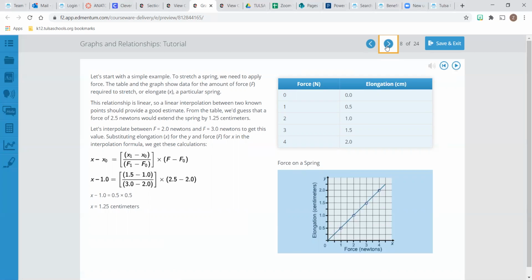Let's see. Yeah, we're just gonna jump into an example. That's the best thing to do with math. Just throw you in and see if you can catch up. You know what I mean? I think you know what I mean. Okay.